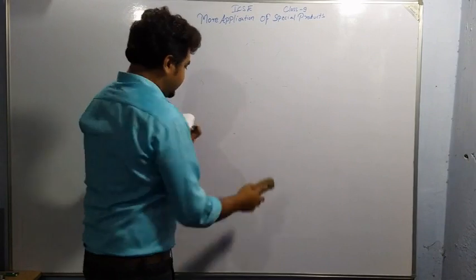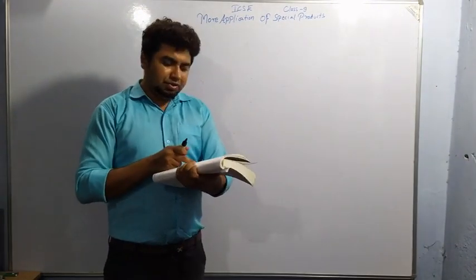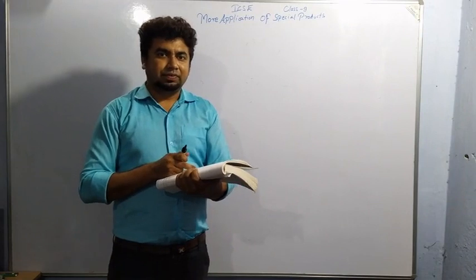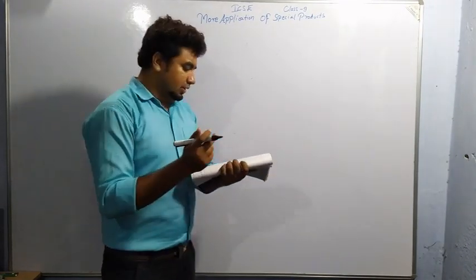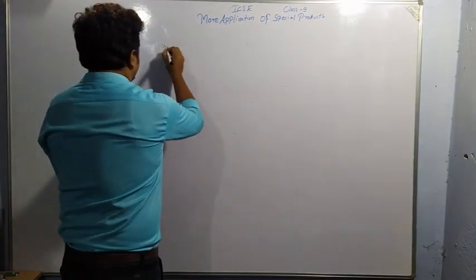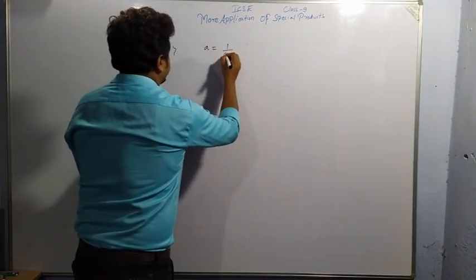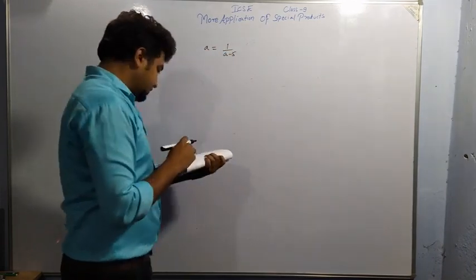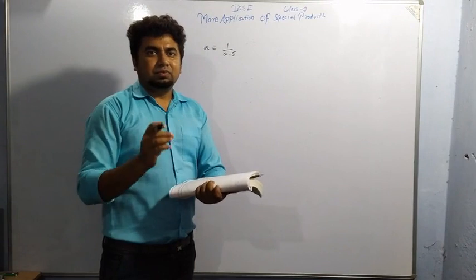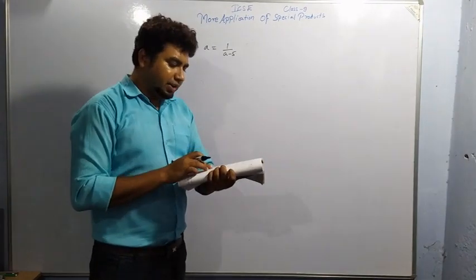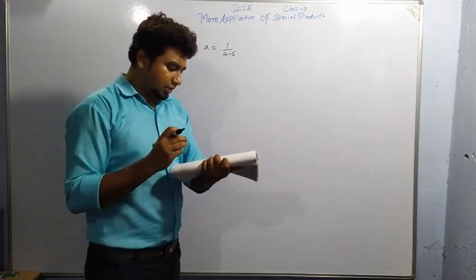In question number 28, it is given that a is equal to 1 by a minus 5. So if a is given equal to 1 by a minus 5, we have to find some values. First part is a minus 1 by a, then second part is a plus 1 by a, and third part is a square minus 1 by a square.